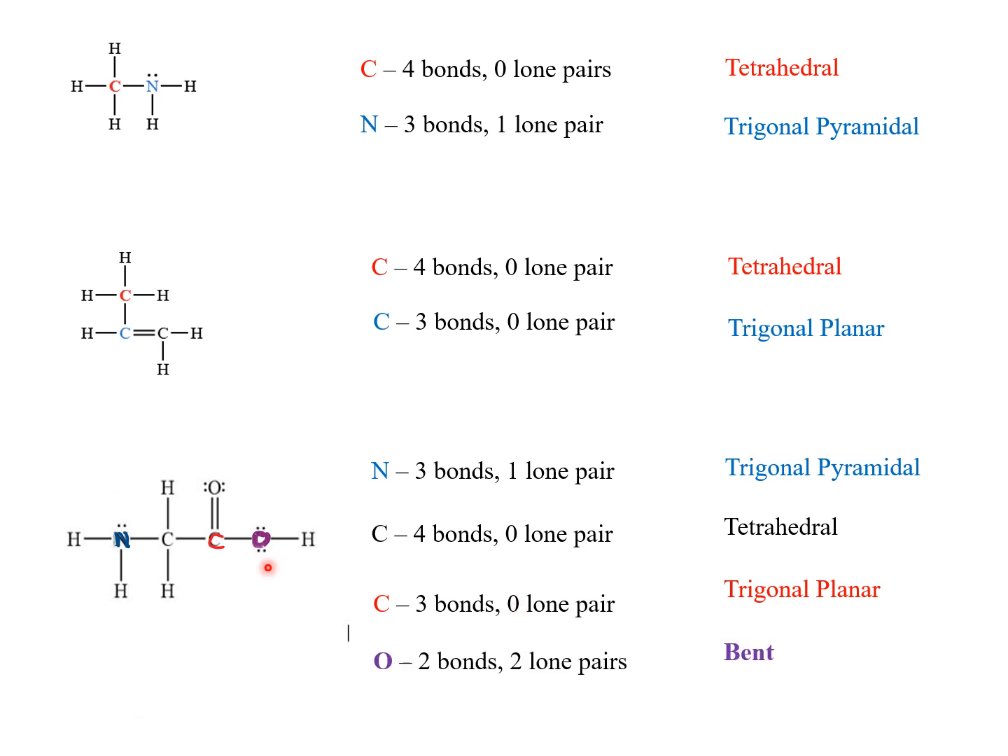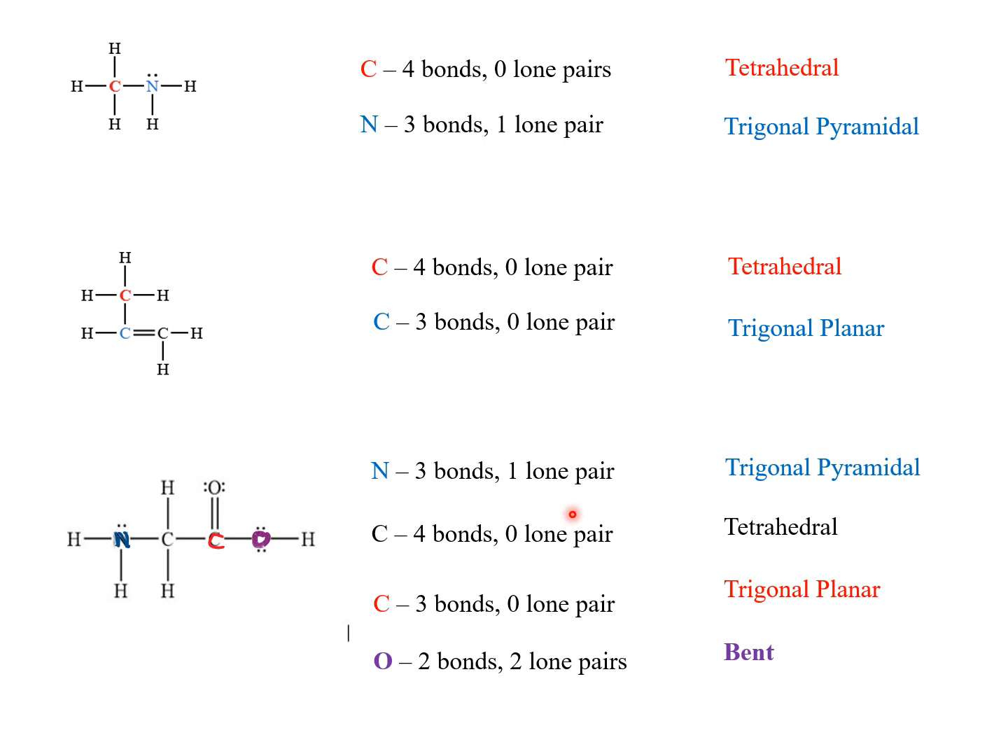Then the last one is the purple color oxygen. You can see it's like a water molecule, H2O. There are 4 electron groups: 2 are bonds, CO and OH, but 2 lone pairs on oxygen. So 2 bonds and 2 lone pairs, then we call it bent shape. Around this oxygen, the shape is bent, or another name is angular.